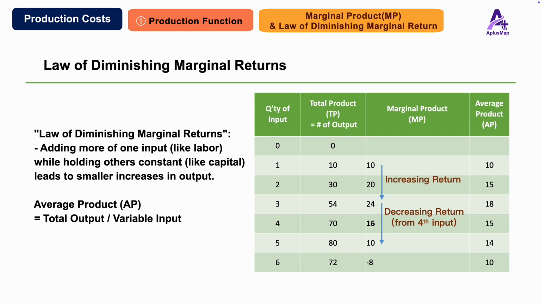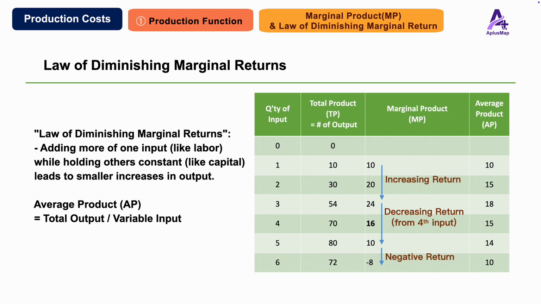Exactly. Now, the fifth worker adds just 10 cookies, bringing the total to 80. MP drops again. And here's where it can get really tricky. The sixth worker joins, and total output actually drops to 72 cookies. Wait, drops? How? That's a negative marginal product, negative 8 cookies, actually. So adding a worker made things worse.